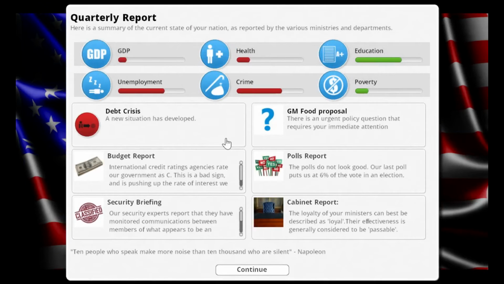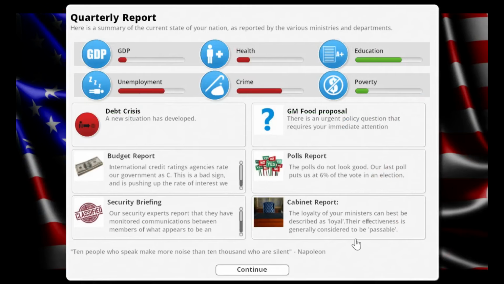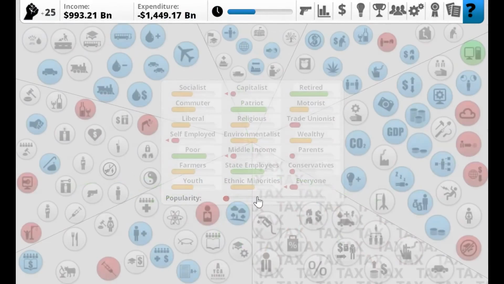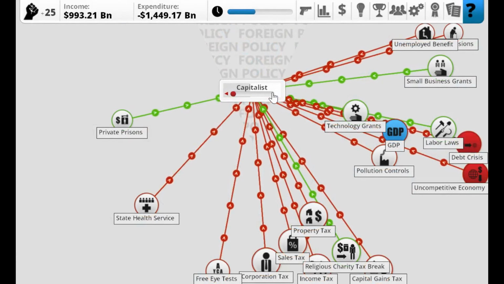Debt crisis. Ooh, our freaking crime has gone higher. And our unemployment. Okay, our GDP is going very down. And you could tell, too, because they're starting to hate. Ooh, okay, what do I do? What would the capitalists say?